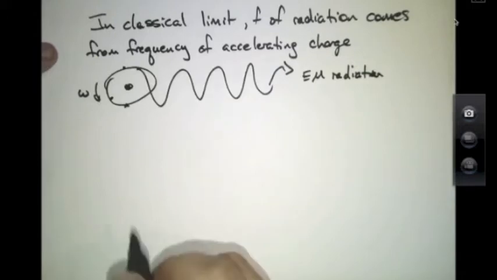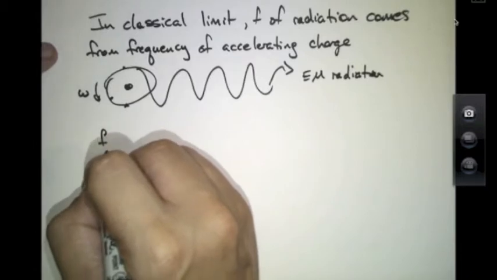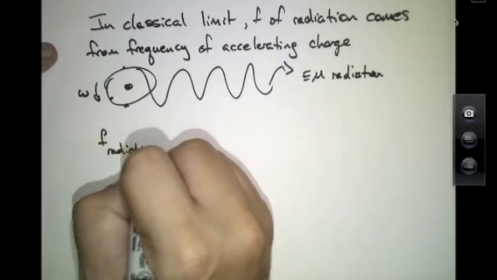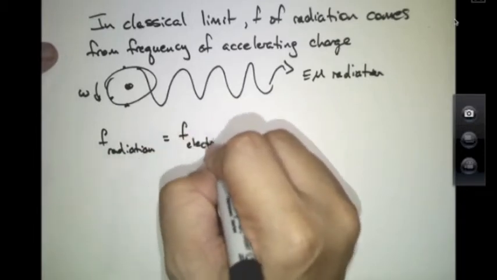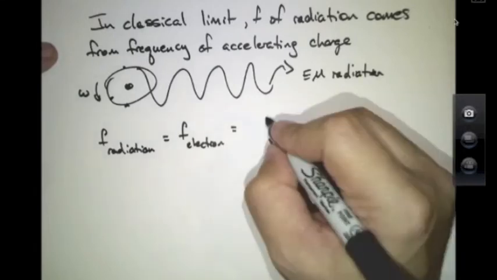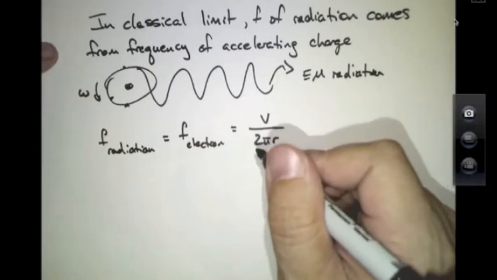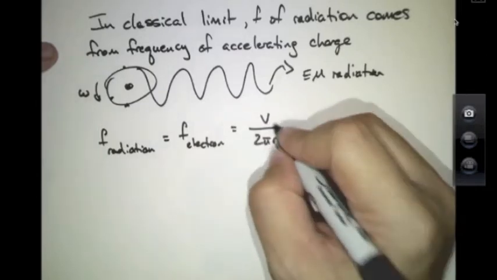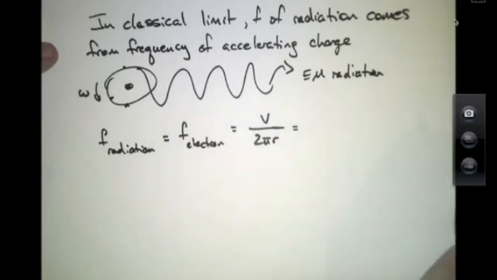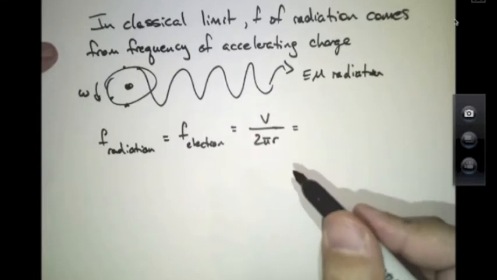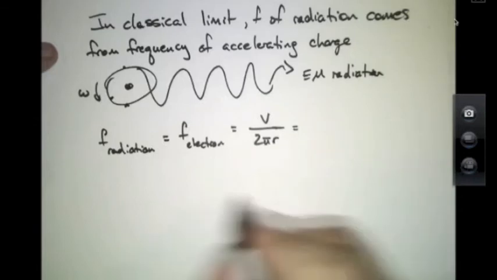In this case, the frequency of the radiation equals the frequency of the electron in orbit, which equals its velocity over the circumference of the orbit. Now, the velocity over the circumference can be found by using the formula for centripetal force.